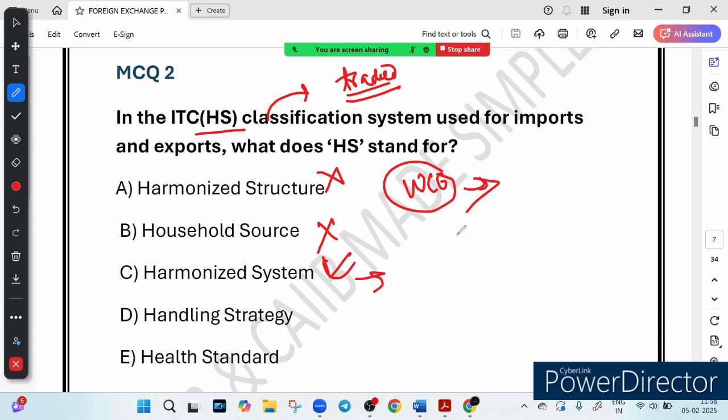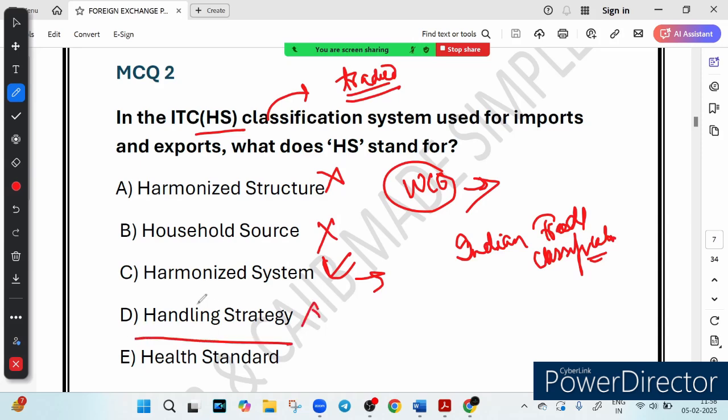What is ITC HS? Let me write down the full form. ITC stands for Indian Trade Classification. That is the full form of ITC. For example, if India exports rice or imports crude oil, the HS code determines taxes, duties, and trade policy for these products worldwide. So HS stands for harmonized system, a universal trade classification method.